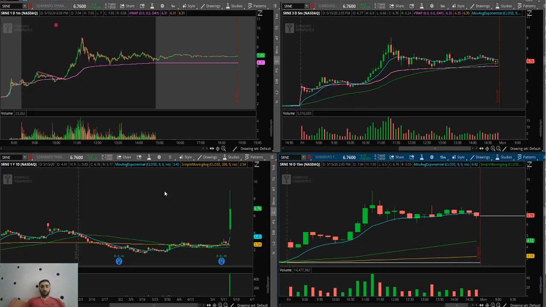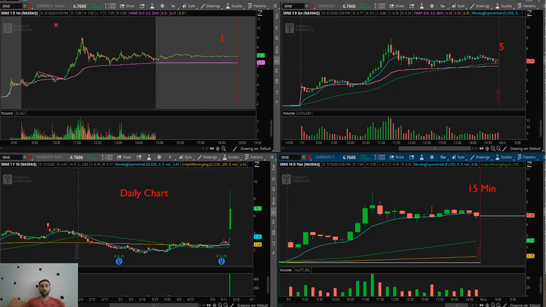So this is a stock of SRNE. The stock went up over 200% in just one day. And we're looking at the 4 time frames. This is a 1-minute chart. This is a 5-minute chart. This is a daily chart, which is the most important chart, by the way. And this is the 15-minute chart.